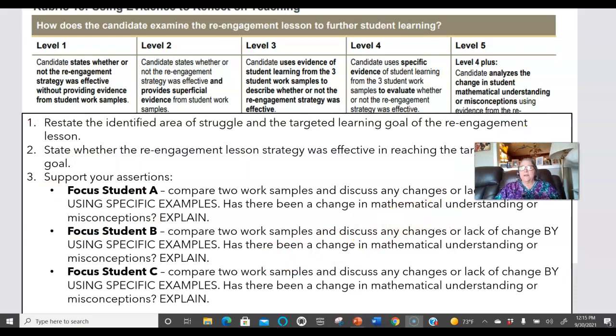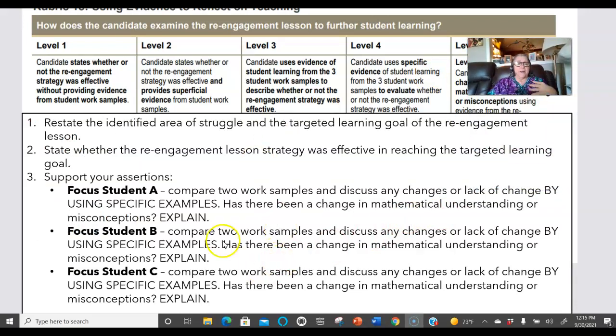So this is basically what we're looking at, and I have a more detailed outline. But basically, what this rubric means is that you want to restate clearly the identified area of struggle and the targeted learning goal of the re-engagement lesson. You want to state very clearly whether the re-engagement lesson was effective. Now, it could be that it was effective, sort of not. So you can say that it was effective, it was ineffective, it was partially effective. But you need to explain what you mean if you start saying it was partially effective. You're actually going to explain all of it.